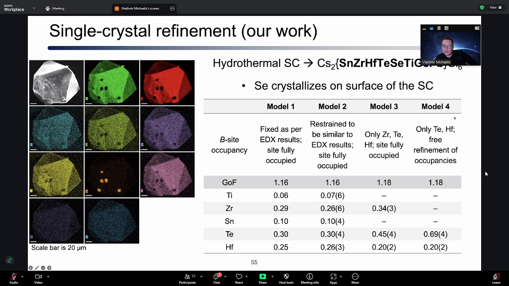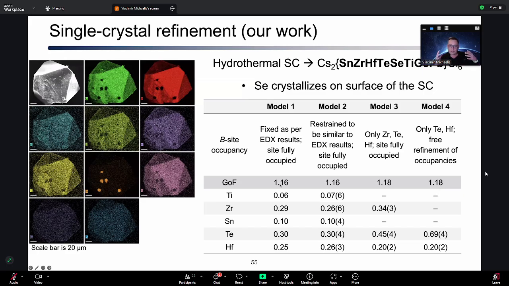So we did 4 different models using different constraints. We constrained it first to the EDX results, and also to the EDX results of the bulk powder. Then we said, okay, let's go very simple: let's constrain it to only 3 elements, and then to only 2 elements. And what you can see is whether you have all the elements or only 2 elements, your fit value is good for all of them.